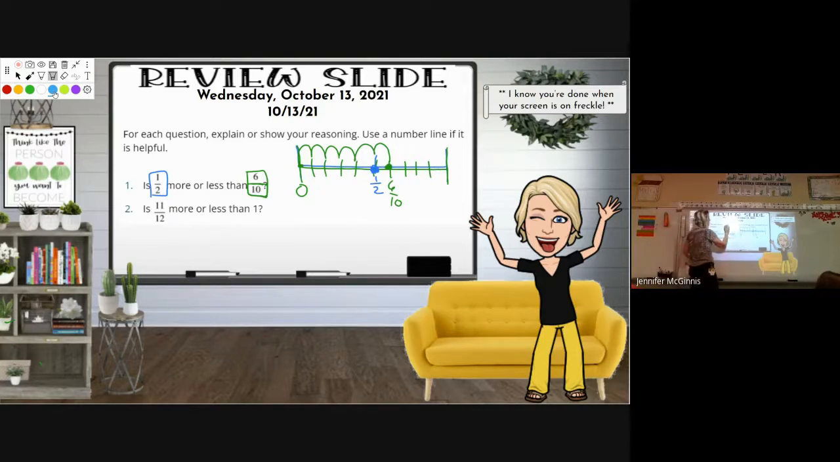Because I did ask you to explain or show your reasoning. So I'm going to take my blue highlighter and I'm going to highlight to the 1/2. And then I'm going to take my green highlighter and I'm going to highlight to the 6/10. And so that tells me that 1/2 is more or less than 6/10. Lila? Less. Why do you know that 1/2 is less than 6/10?